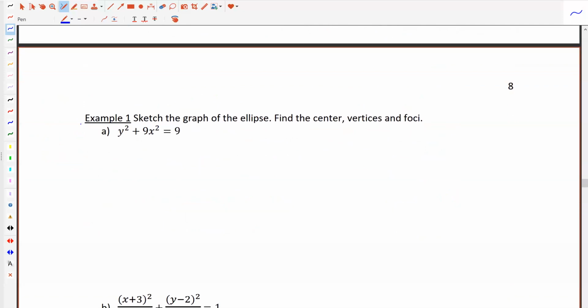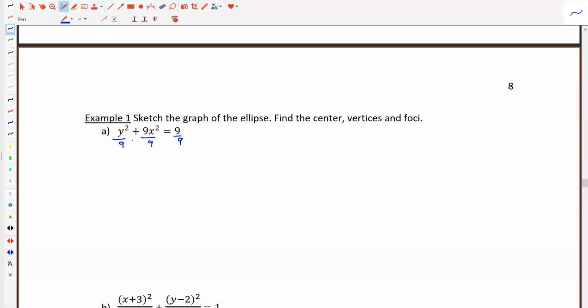So the equation is going to be y squared plus 9x squared is equal to 9. The first thing I'm seeing is that both the x and the y are squared, right? So this is telling me that I've got some sort of ellipse shape going on here, but we're going to want a 1 right here. So we're going to divide everybody by 9.